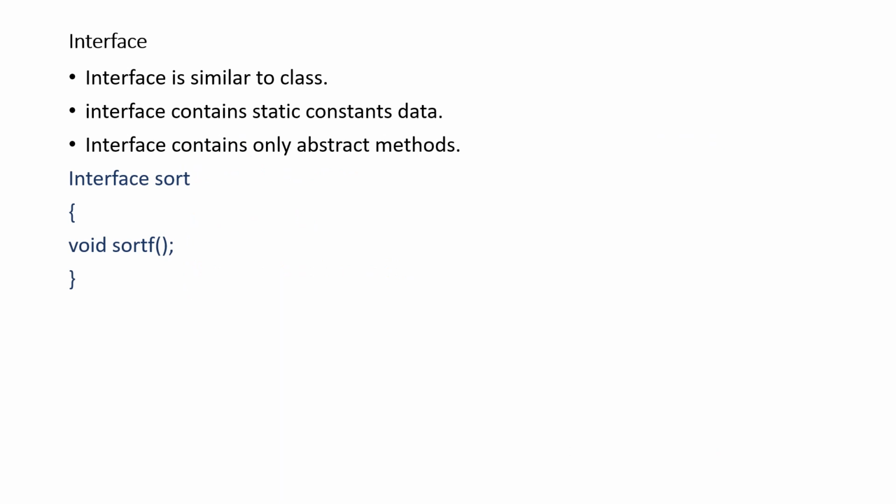An interface is similar to a class. It contains only static constant data and only abstract methods. Just like creating a class, we create an interface with an interface name. Instead of the class keyword, we use the interface keyword, in small letters, followed by the interface name and the abstract method. For example, void sort, any method. Just declare the method.